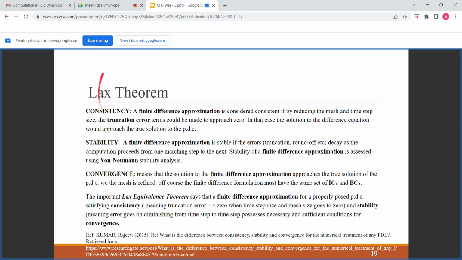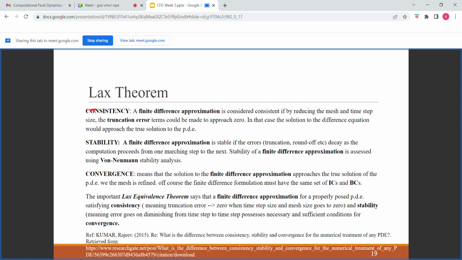So Lax theorem, it is used for the analysis of convergence criteria. In Lax theorem, there are a few terms like consistency, stability, convergence. All those terms we should know what they mean. So what is consistency? Do any one of you have any idea?